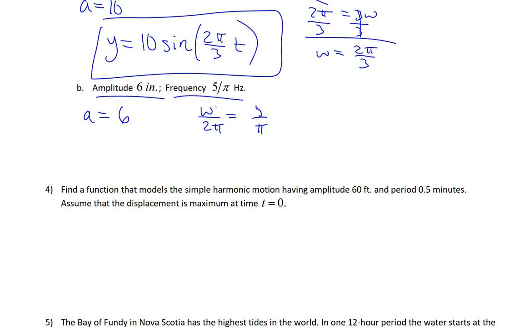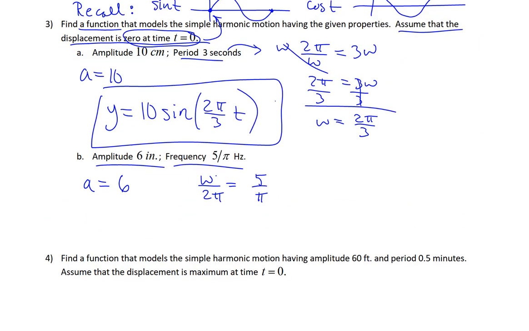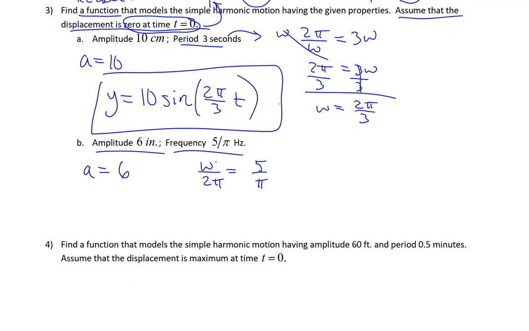Now, the whole point of giving us this information, like they did in the first part, except it was the period they gave us, is for us to be able to find omega so we can plug it into our function. So all we got to do now is solve for omega in this equation, like we had to solve for omega in the previous one, except that was period. Now it's the frequency formula.